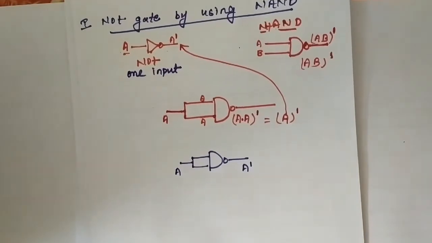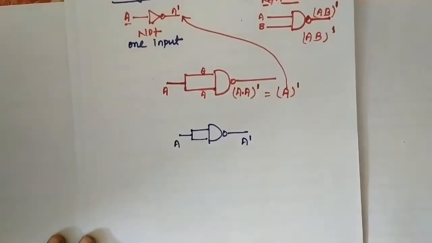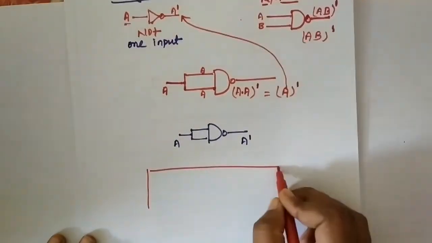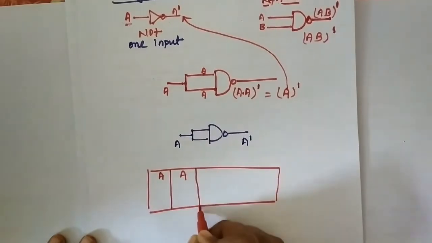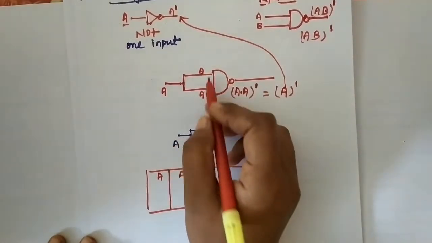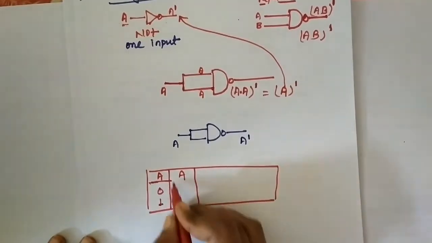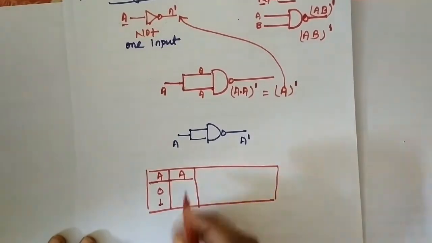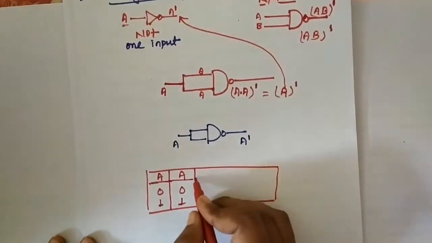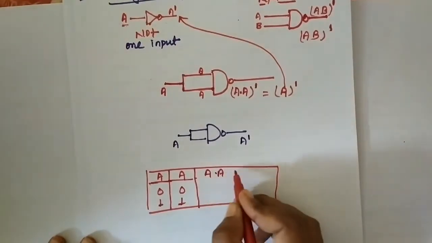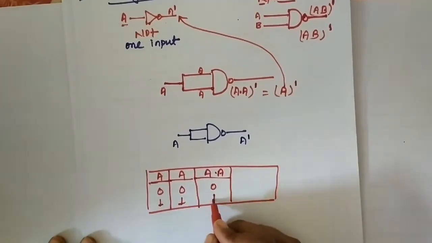If you want to see the truth table, I am creating one truth table here. A and A, because it takes two inputs, A and A. So the input of A is 0 and 1, and it is also A, so again it is 0 and 1. After that A into A, so A into A is 0 and 1.